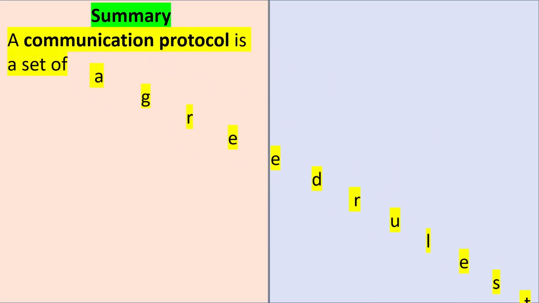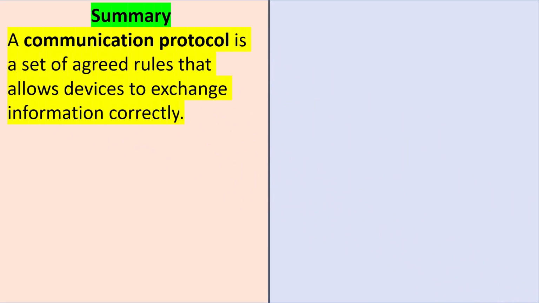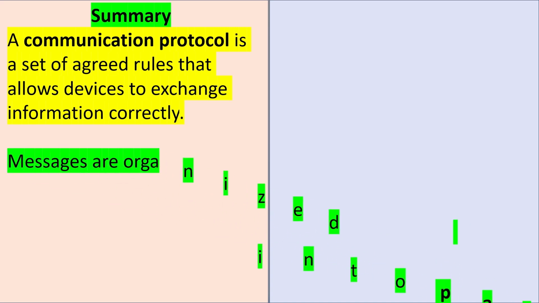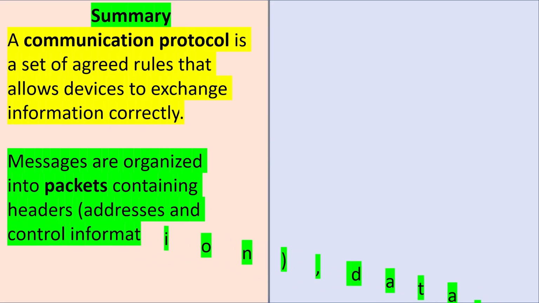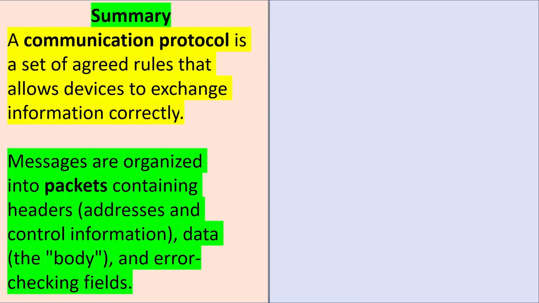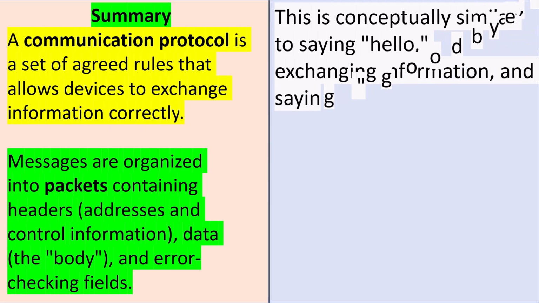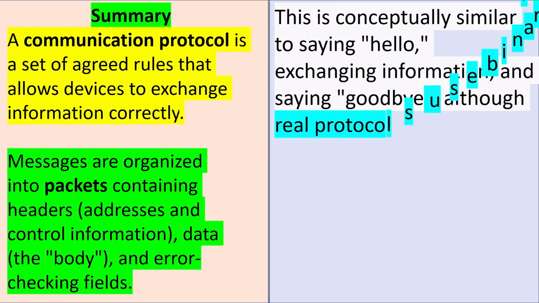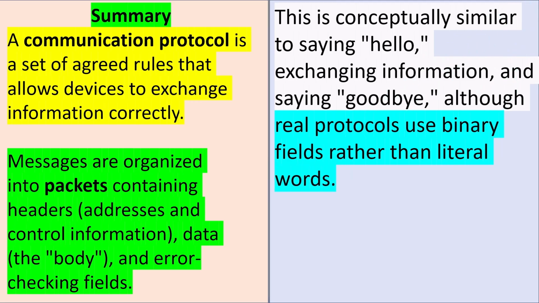Summary. A communication protocol is a set of agreed rules that allows devices to exchange information correctly. Messages are organized into packets containing headers, addresses, and control information, data (the body), and error checking fields. This is conceptually similar to saying hello, exchanging information, and saying goodbye, although real protocols use binary fields rather than literal words.